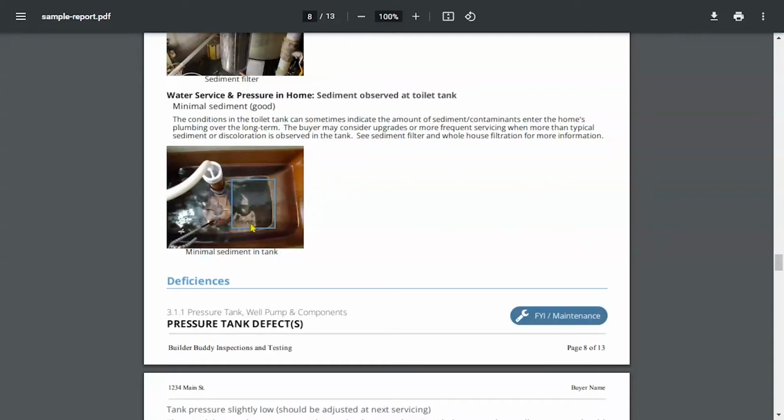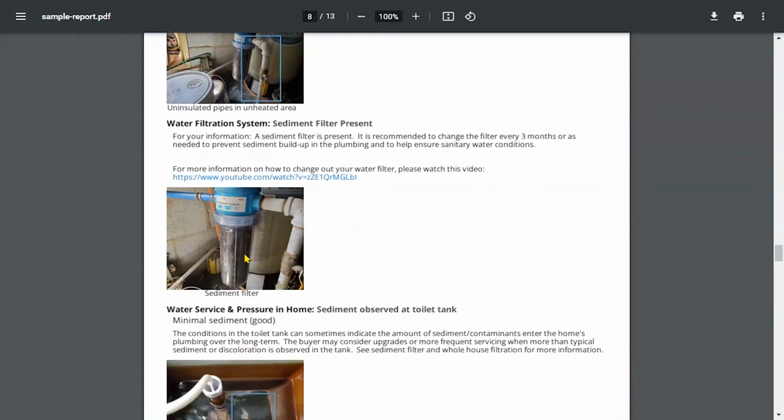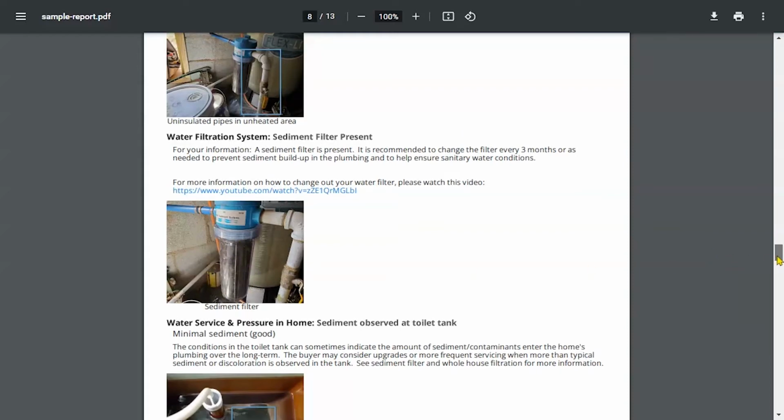In this case, we're calling this minimal sediment in the tank. We've seen much worse, but we do want to stay on top of replacing these sediment filters. Here's a nice link on how to do that. So some of them you can wash, others you just replace.